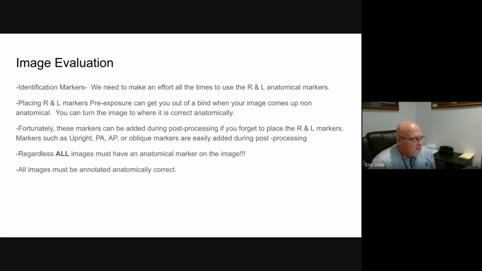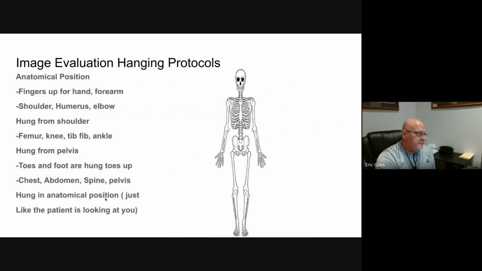You can't add those things. So just get in a good habit of when you take a picture and it pops up on the screen, make sure that image has all of its identification on there before you hit save, okay? Anyway, regardless, all images have to have an anatomical marker on the image, and that's the law, okay? And I've got some examples of that coming up. Also, all images must be annotated anatomically correct, which we're going to talk about.